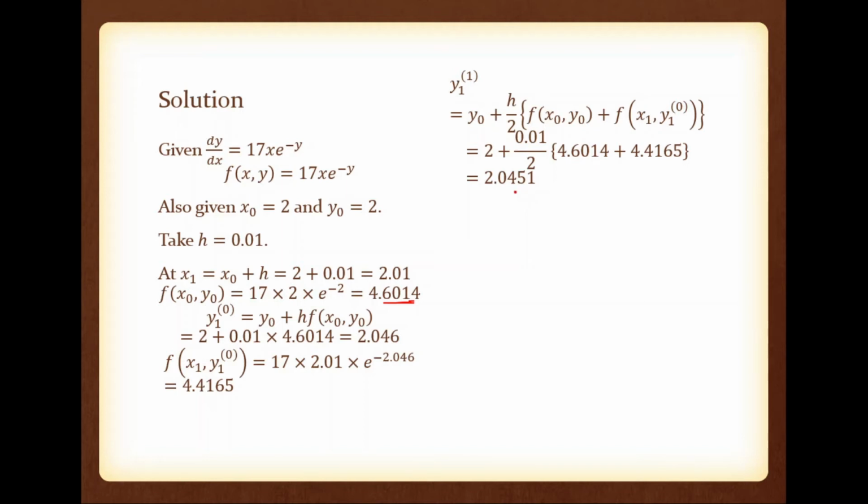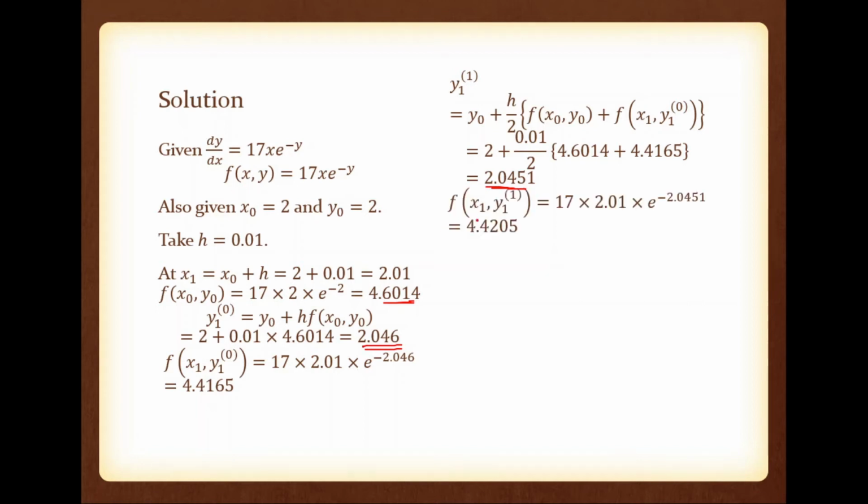And we can see that this y1 value is, so now this one is the current value. This current value is not equal to the previous y1 value. These two are different. So we have to apply again the modified Euler's method. Apply again the modified Euler's method means again we have to find f of x1 comma y1.